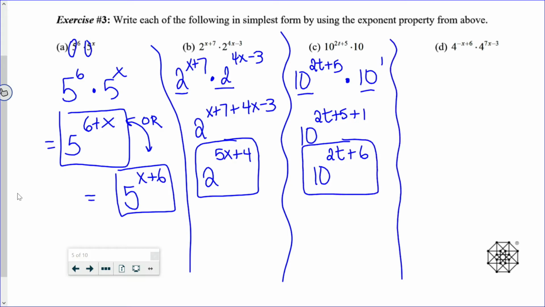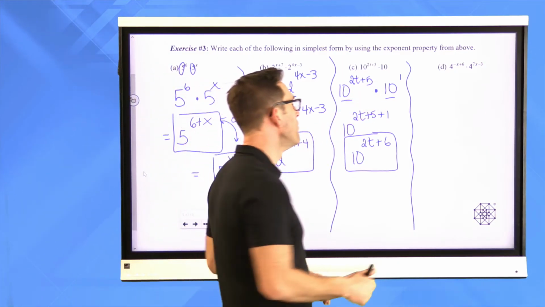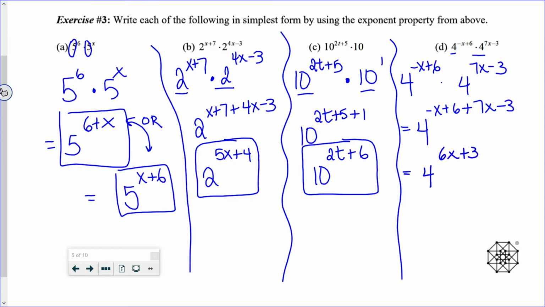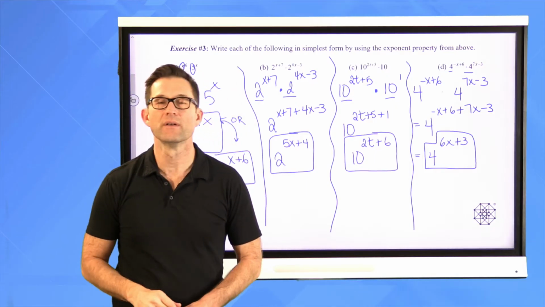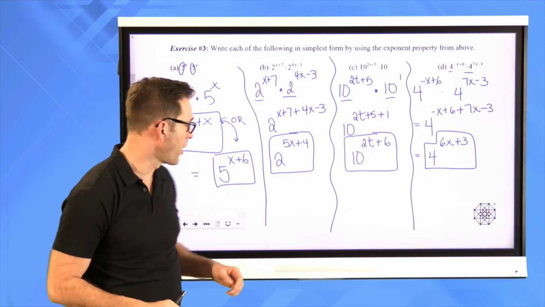All right, same thing. The final problem, I've got a base of 4 in each case, so 4 to the negative x plus 6 times 4 to the 7x minus 3 is going to be 4 to the negative x plus 6 plus 7x minus 3. Let's get that to actually look like a plus. And that's going to be 4 to the 6x plus 3. I'm just adding those like terms in the exponent. That's it. But wow, what an amazingly important exponent property.